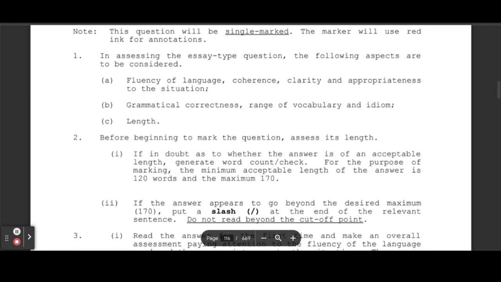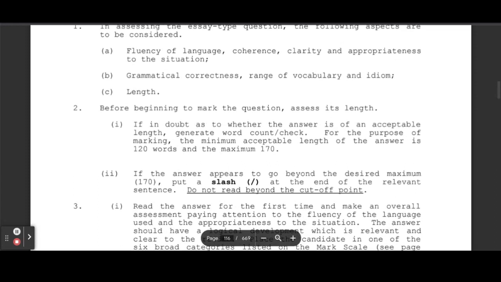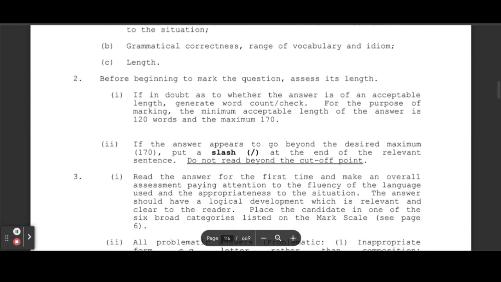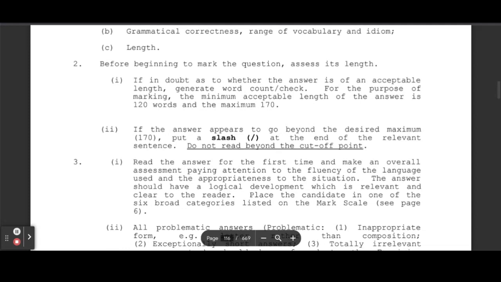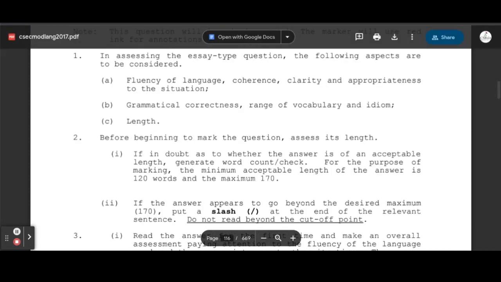So for letter, you're going to look at your fluency of language, your coherence, your clarity, your appropriateness of the situation, because this is yet again another situation question. When you look at how the question is asked and those little cues they give you, that's what you need to follow. It acts as a guide for you to respond to your question. You must ensure your grammar is accurate, your vocab and your idiom expressions are also up to date, and that it hits length. Please do it within the word limit, okay?